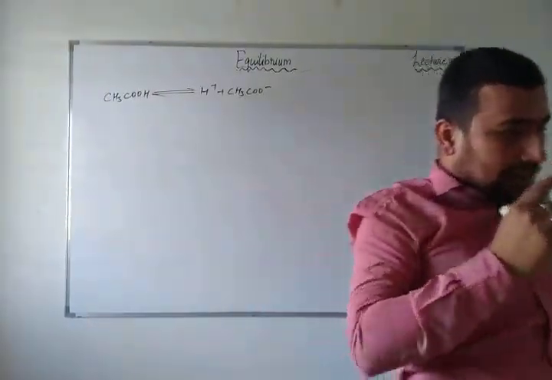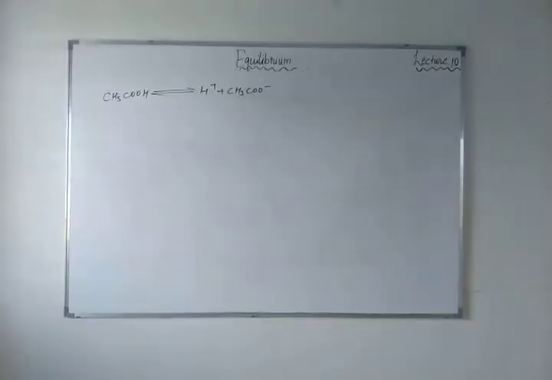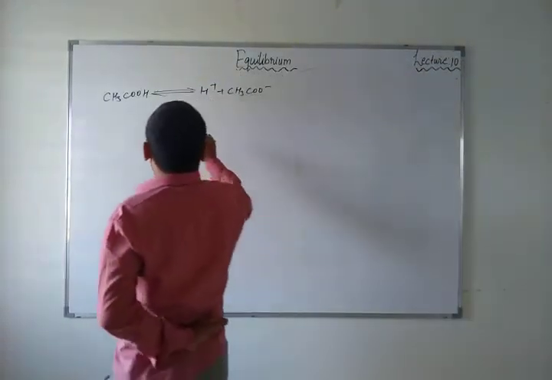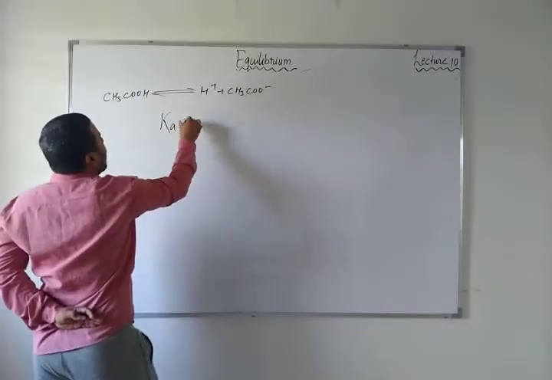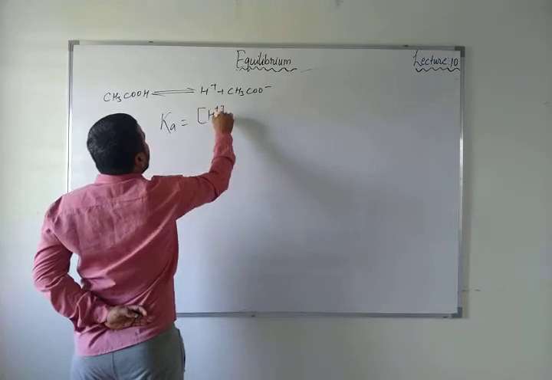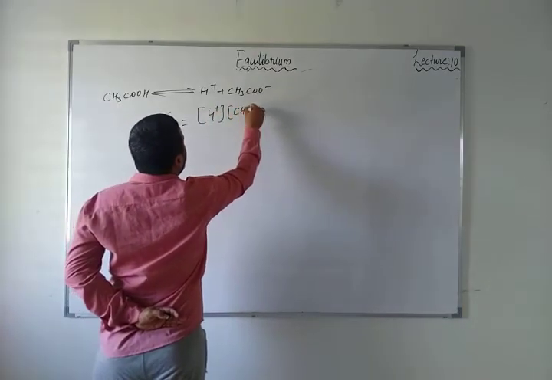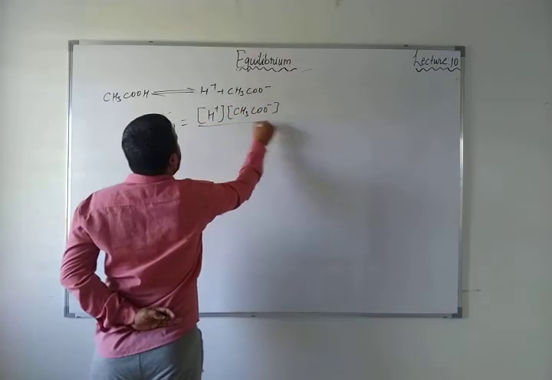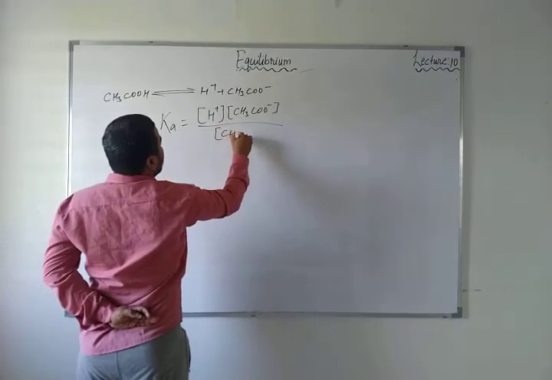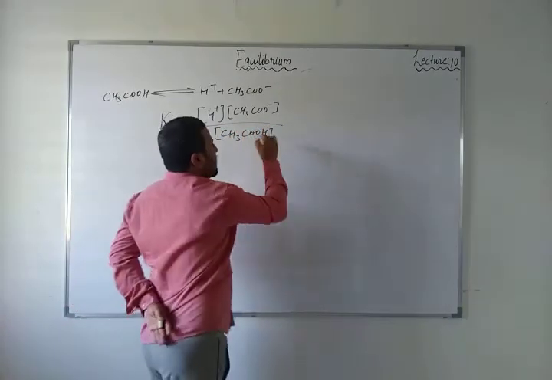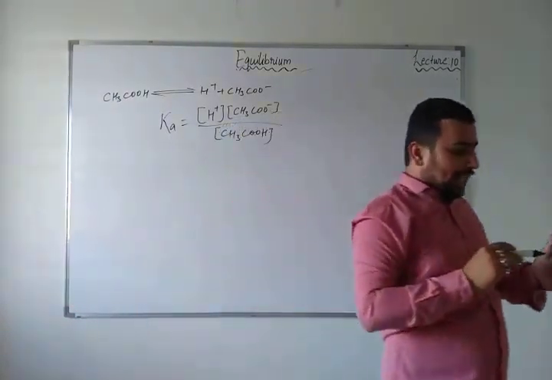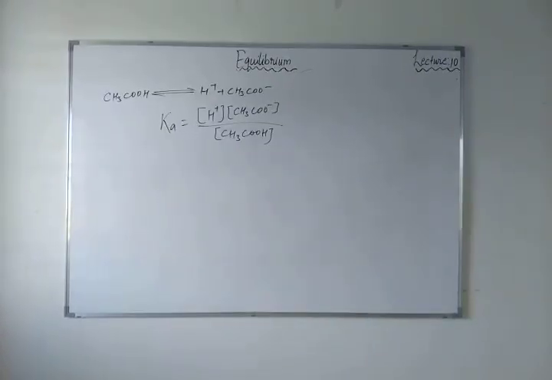It will dissociate. So if we calculate the ionization constant, what will be the value of the ionization constant? Can you tell me? Ka is equal to the hydrogen ion concentration times the acetate ion concentration upon the acetic acid concentration. Can we write it like this? Yes or no? Because we know very well the ionization constant is the concentration of products upon the concentration of reactants.